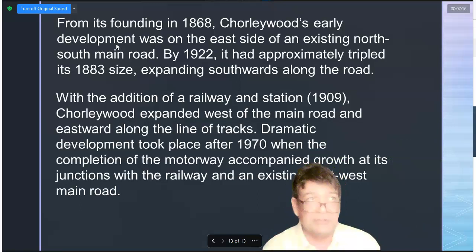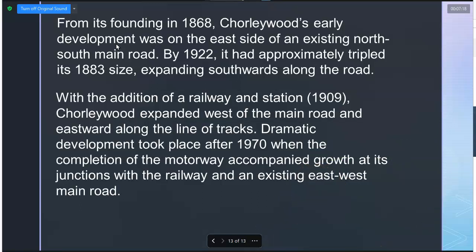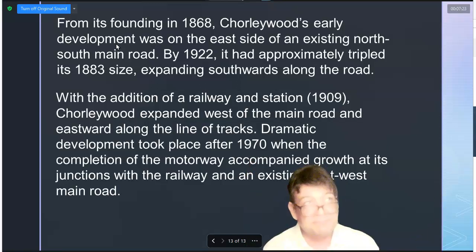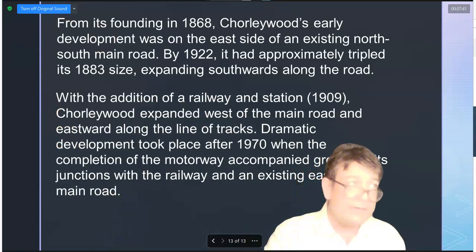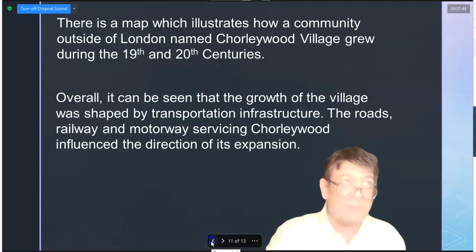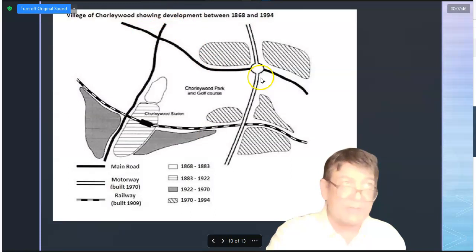With the addition of a railway and station, 1909, Chorleywood expanded west of the main road and eastward along the line of tracks. Dramatic development took place after 1970, when the completion of the motorway accompanied growth at its junctions with the railway and an existing east-west main road. That's the whole of it. No, the east-west main road, this one up on top here, does not come into play until the later years when something happens near it.